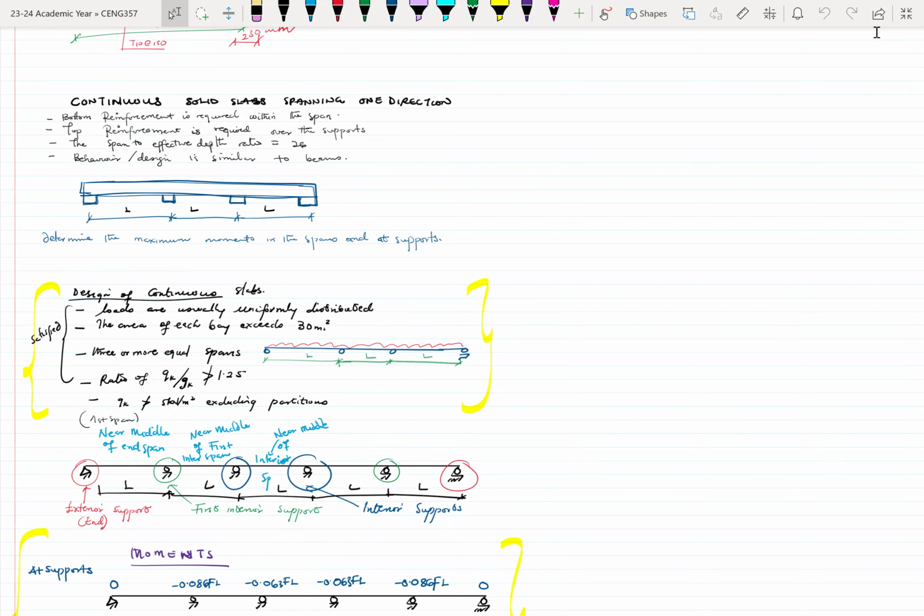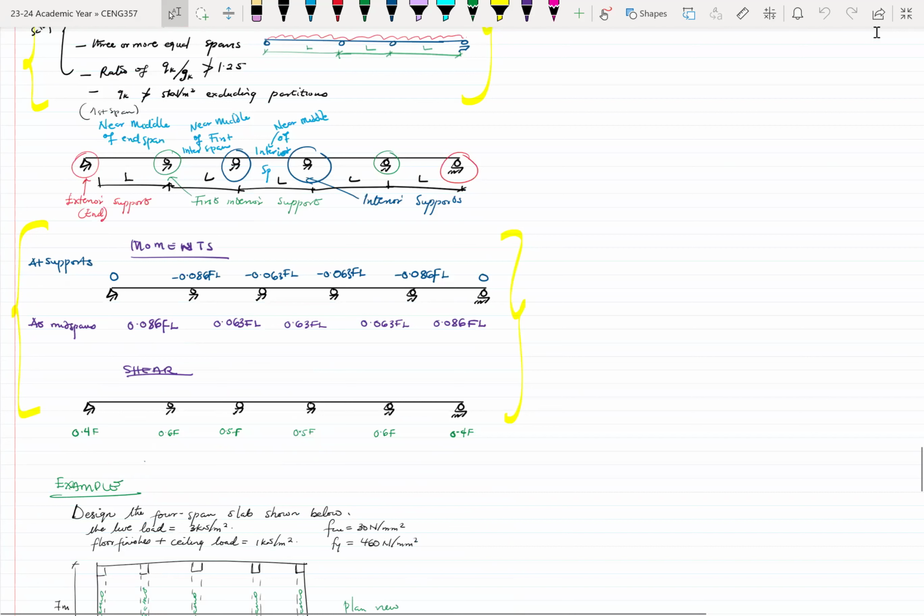That is where the span to effective depth ratio comes into play, to ensure that our slab thicknesses meet minimum span ratios so that deflection failure does not occur. So we did that for both simply supported and continuous slabs, all in one direction, right? Some equations and some coefficients are needed to be able to analyze and then design such slabs.